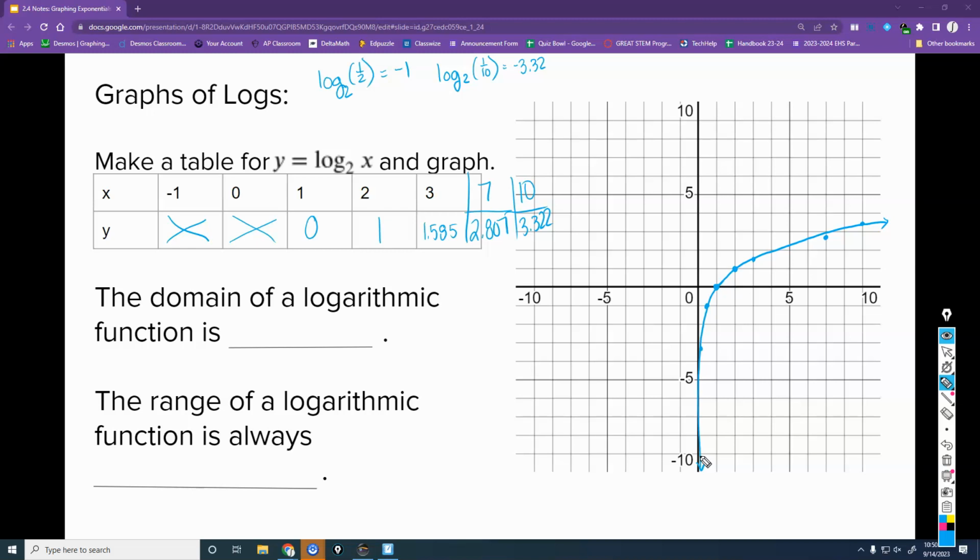Which kind of makes sense, because if you think back to what our graph of our exponential looked like, I'm going to draw this real quick, our exponential looks like this. So if we flip that over the line y equals x, because they're inverses of each other, we should get something that is reflected right there.